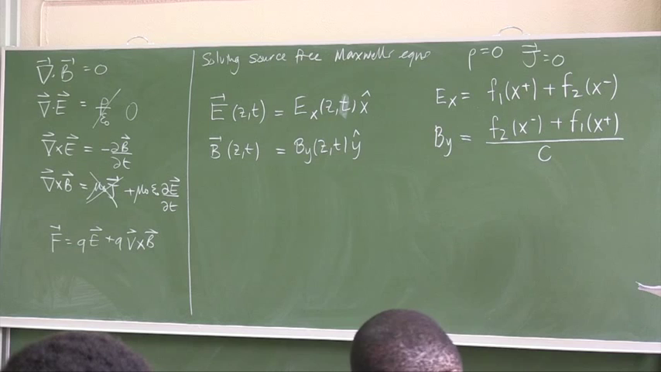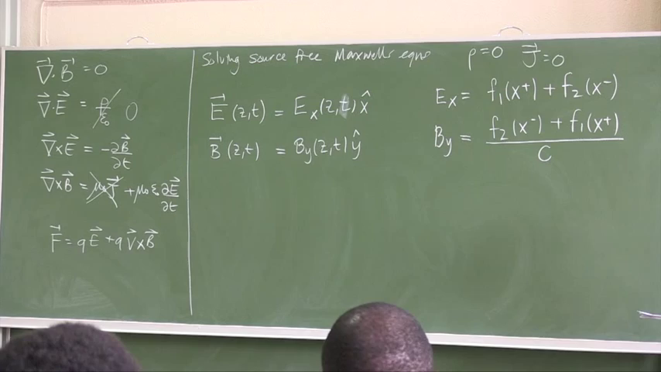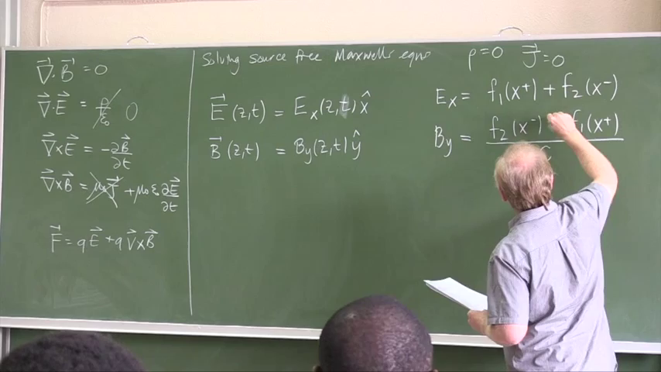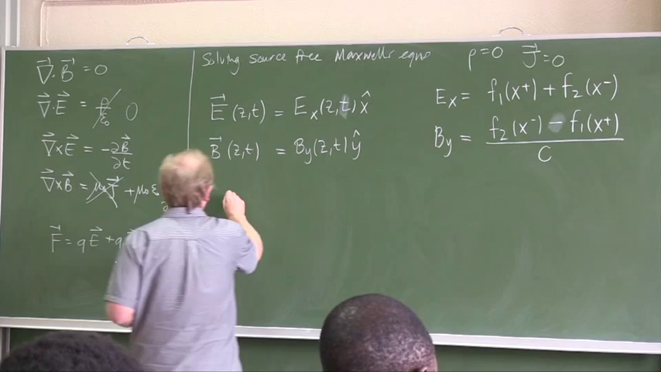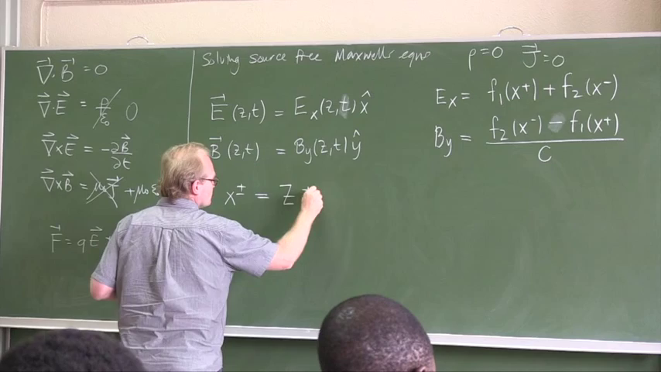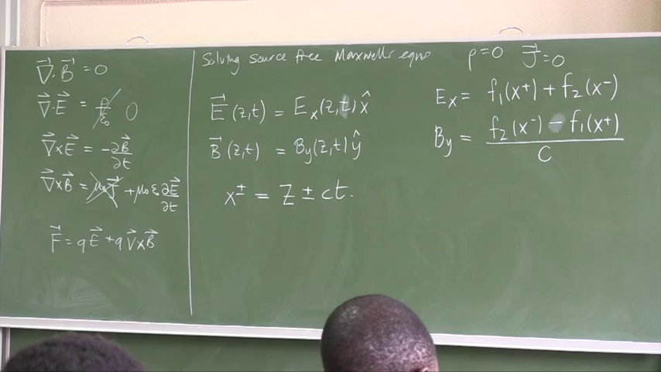Sorry? Oh, where's the minus? Very good. Thank you, Ishmael. Now, let's put in what x plus and x minus are. x plus and x minus are z plus or minus ct. So I think that's what we had derived yesterday. Okay.